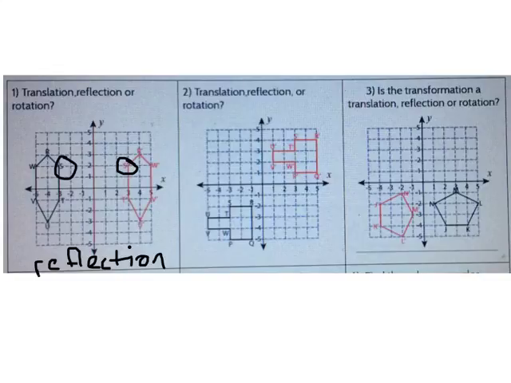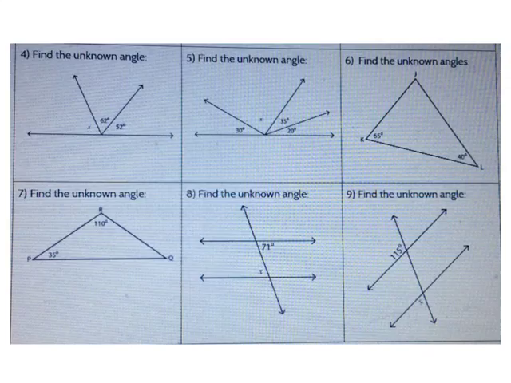Let's look at number 2. Is that a translation, reflection, or rotation? That's a translation. The shape has simply moved. Look at number 3. Translation, reflection, or rotation? That's a rotation. Now let's find some unknown angle measures.